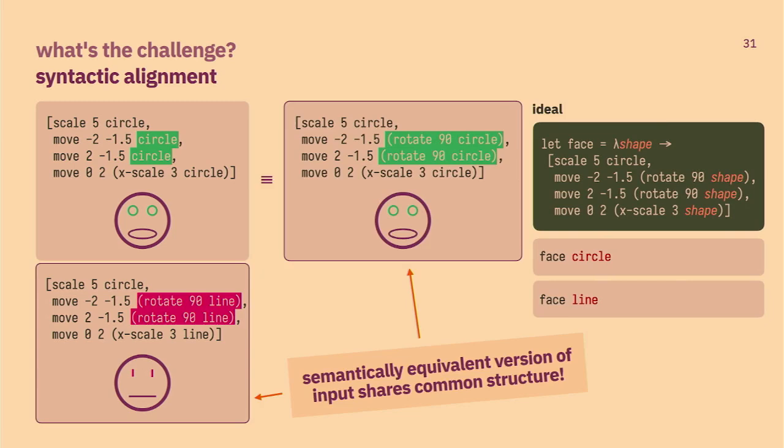So how are we able to recognize this common structure? Well, we know that if we were to add those eye rotations into the original circle input and rotate our eyes, the program would be semantically equivalent. In other words, it would behave the same. Rotating a circle doesn't do anything, and since this second equivalent version of our program shares that common structure with the second input, we know that we can use that common structure for both of our inputs.